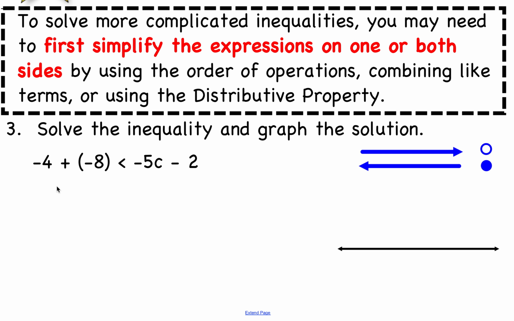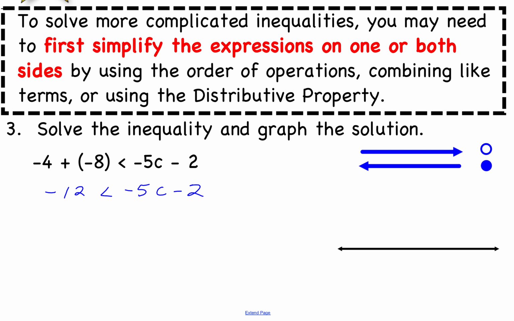Our directions say to solve the inequality and graph the solution. So first of all, on the left-hand side, we have two like terms that we can combine. So we definitely want to do that first. Negative 4 plus negative 8 is negative 12. And then I'm just going to rewrite the rest: is less than negative 5c minus 2. So now we have it completely simplified on both sides.